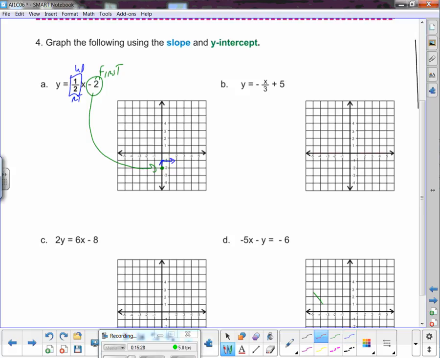I'll do this one in red. Put your point, draw your line. There's your line. Pretty easy, especially if it's already in slope-intercept form, y equals mx plus b.